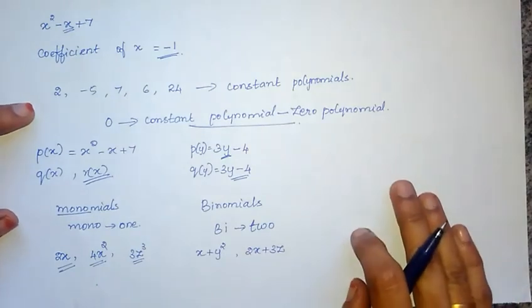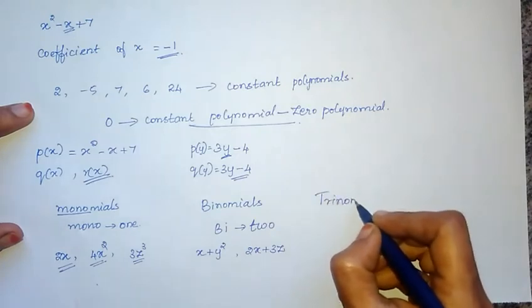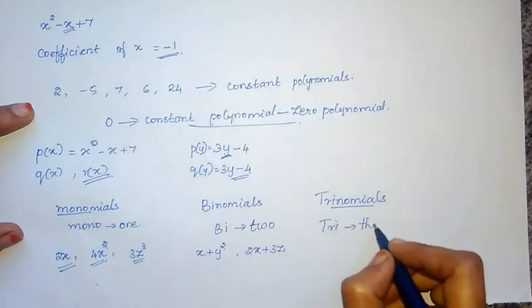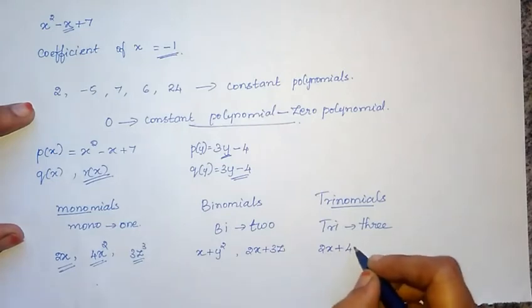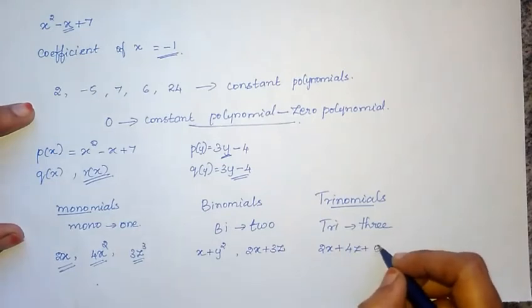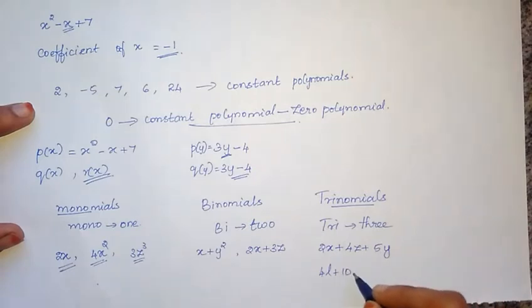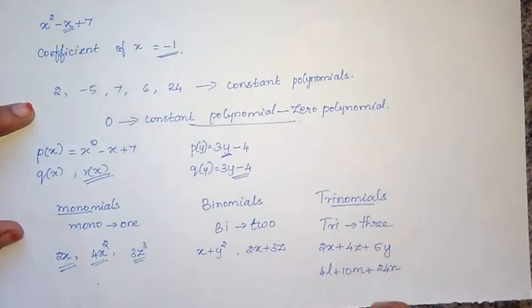Now, polynomials having three terms are called trinomials. Tri means three. Example, 2x plus 4z plus 5y, 4l plus 10m plus 24n. These are the examples for trinomials.